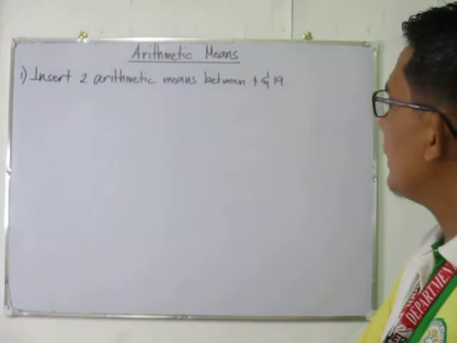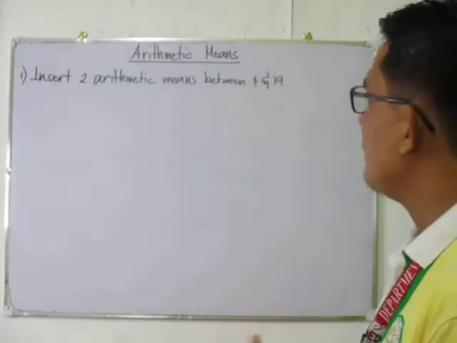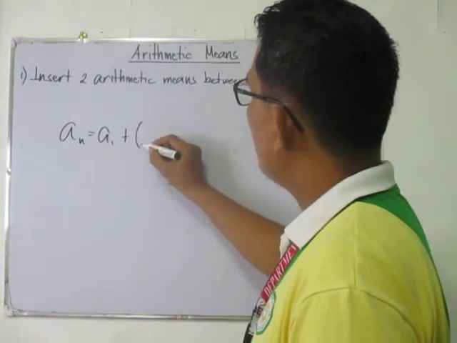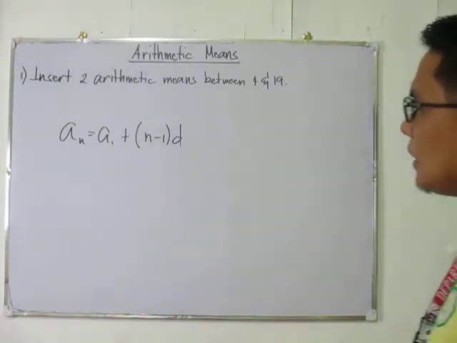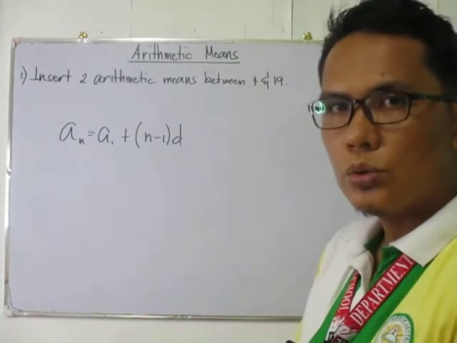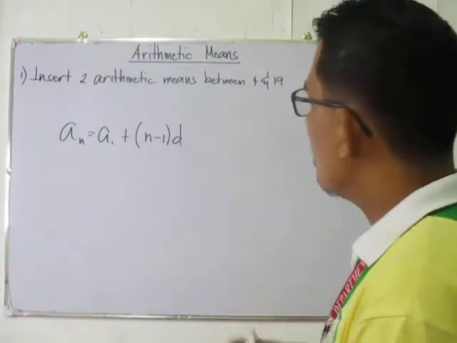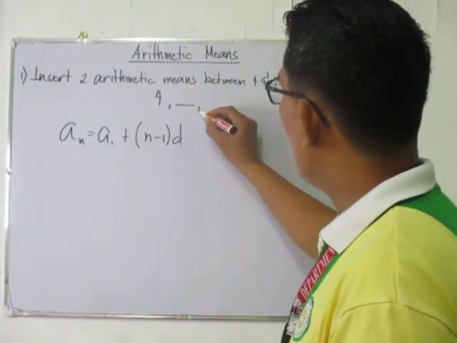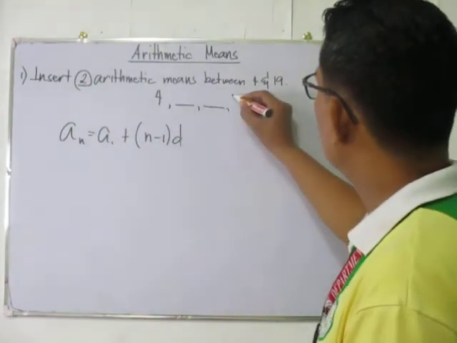So what we're going to do here is use the same formula. Okay? So our formula is a sub n is equal to a sub 1 plus quantity n minus 1 times d. We can observe that the problem states that we have to insert two terms in between our 4 and 19. So we insert 1, 2, because we're going to insert 2 arithmetic means between 4 and 19.